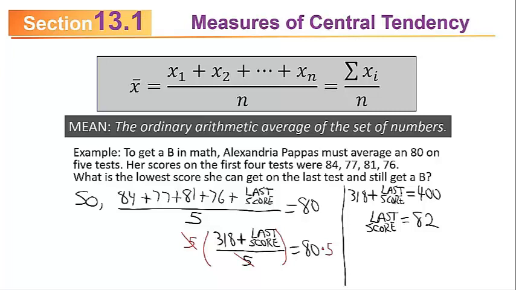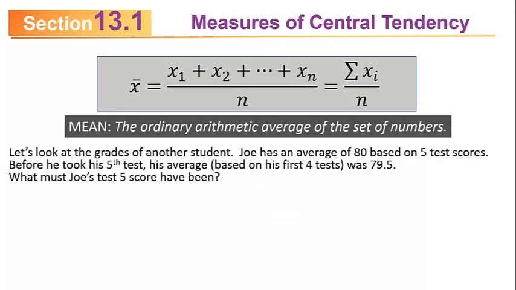So Alexandria needs to get at least an 82 on that last test in order for her to get a B in the course. Let's look at the grades of another student. Joe has an average of 80 based on 5 test scores. Before he took his 5th test, his average based on his first 4 tests was 79.5. What must Joe's test 5 score have been?